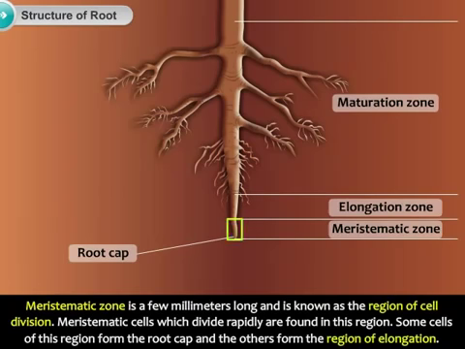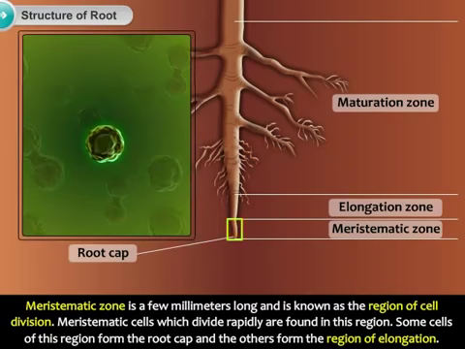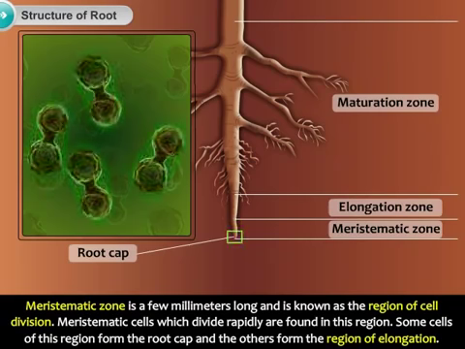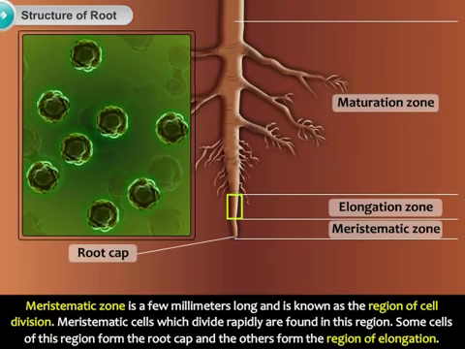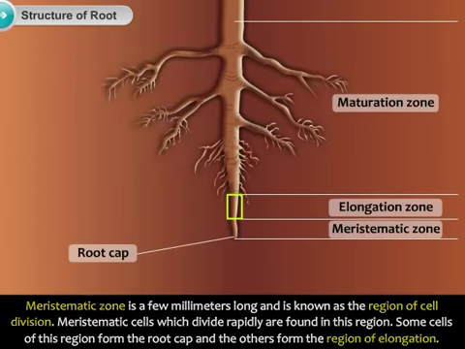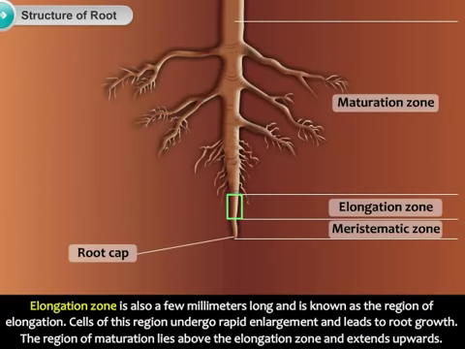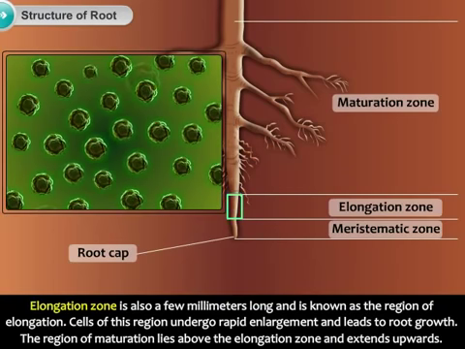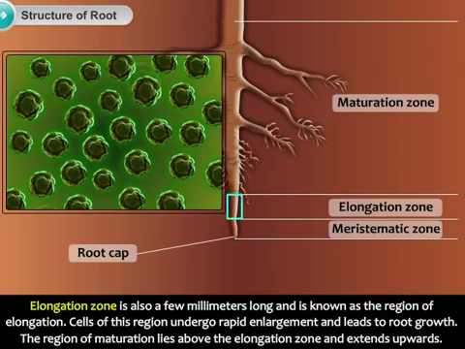Meristematic zone is a few millimeters long and is known as the region of cell division. Meristematic cells which divide rapidly are found in this region. Some cells of this region form the root cap and the others form the region of elongation. Elongation zone is also a few millimeters long and is known as the region of elongation. Cells of this region undergo rapid enlargement and lead to root growth.